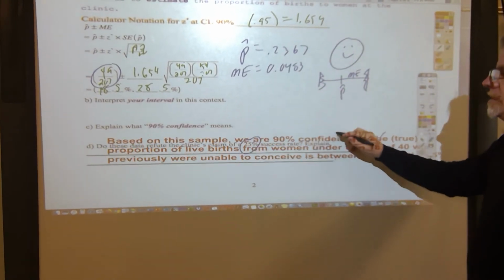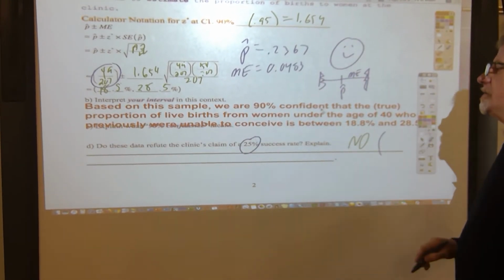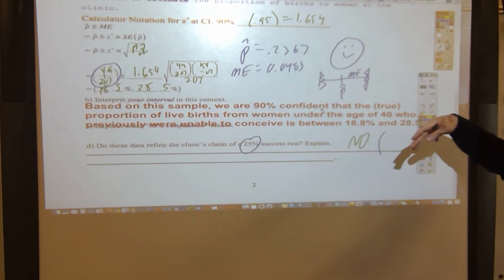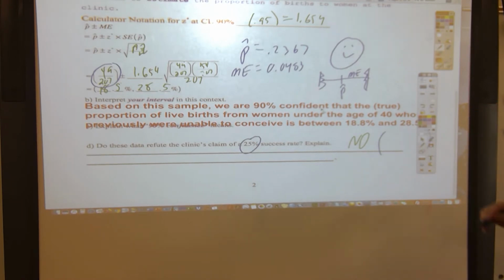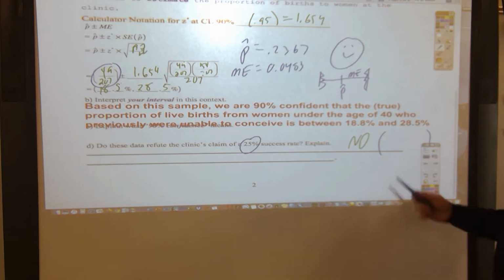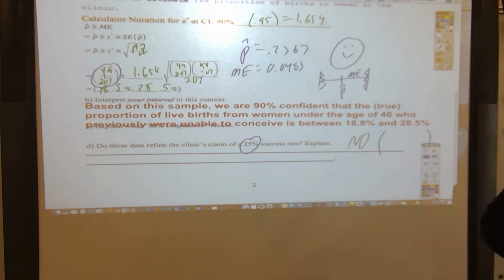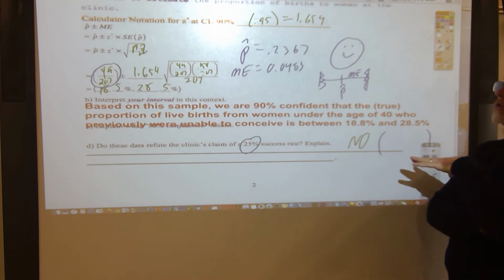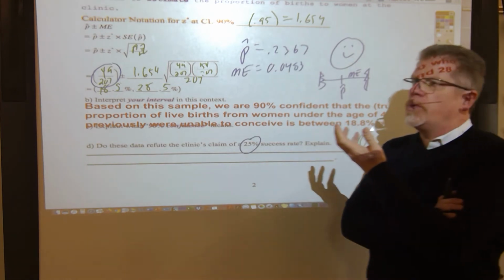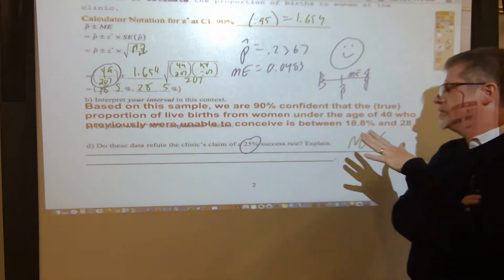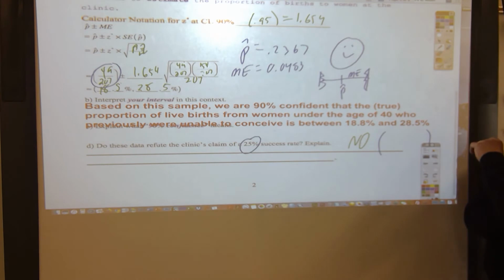Really proud of Jack. Jack said his answer was based on this sample, we are 90% confident that the true (in parentheses, because if you don't see sample proportion, it's implied) proportion of live births from women under the age of 40 who previously were unable to conceive is between 18.8% and 20.5%. So keep in mind, it's so easy to mess this up. It's so easy to go past tense and start talking about the sample. No, we're talking about all women who are struggling to conceive, not just the people in the sample under the age of 40 who previously were unable to conceive.